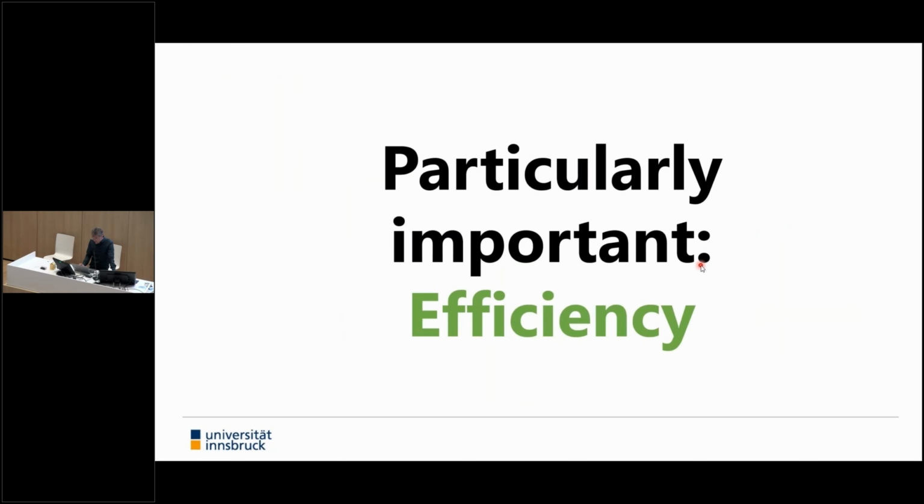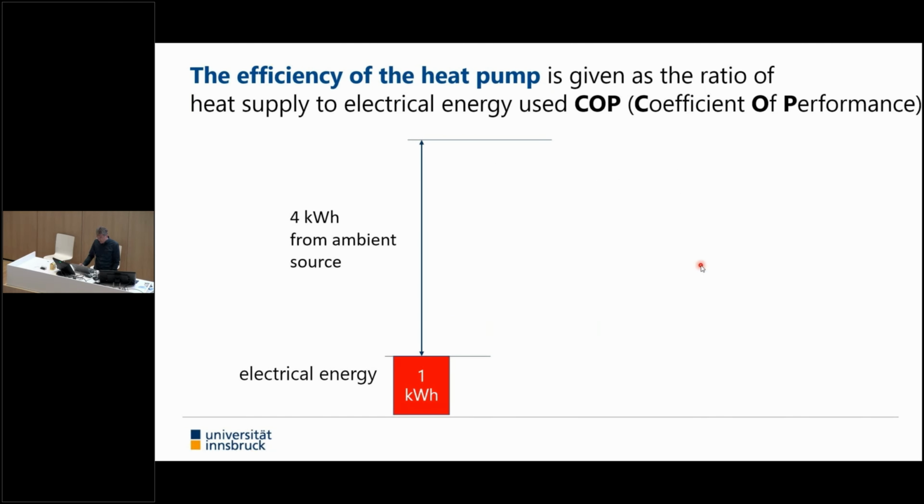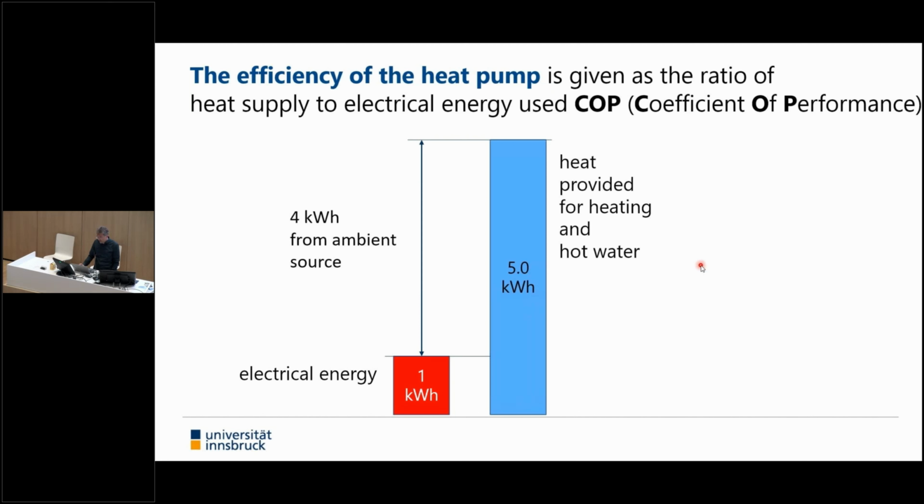Now to the efficiency. We already talked about the COP, the coefficient of performance. That's the rating of the efficiency. And we take, for example, 1 kilowatt hour of electricity for the compressor. We add 4 kilowatt hours from the ambient heat source, and we end up with a COP of 5. That's a really high and good value, just for an example. So the efficiency, or the COP, is in this case 5.